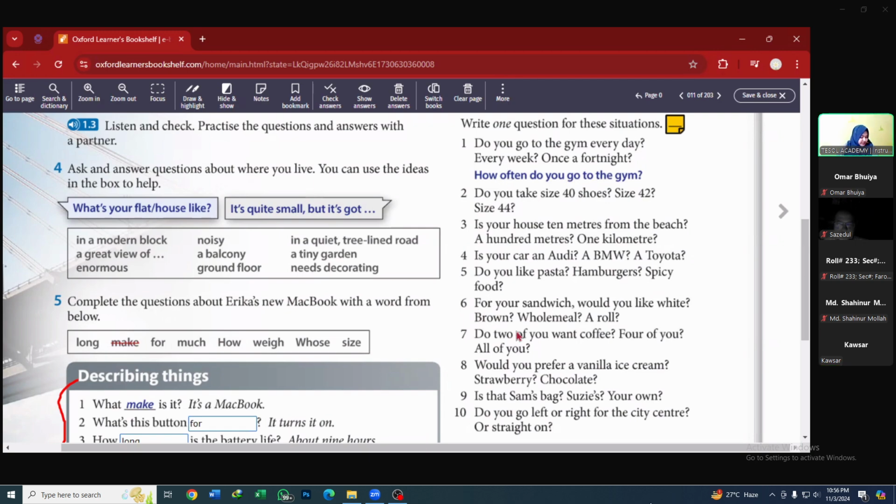Number 6, the question is, which bread would you like for your sandwich? I like many kind of sandwich. No. Which kind of bread would you like for your sandwich? Would you like white bread, brown bread? Yes, I understand, ma'am. I love white color sandwich. Okay, so you would like white bread for your sandwich.